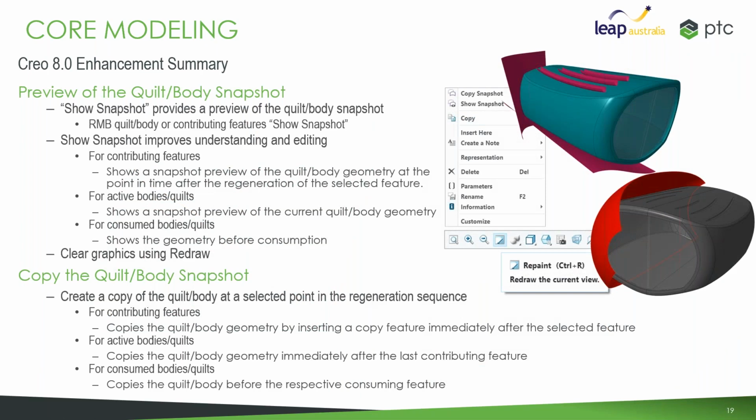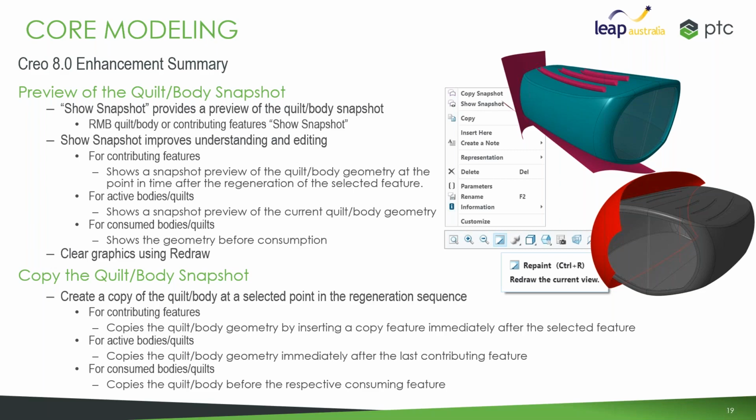Okay, so this one is, I think, particularly for people who do surface modeling, but still handy with solids as well. So a whole bunch of new options around how you work with quilts. Okay, so there's this new option. Again, I'll get into this in the demonstration to really show how it works, around showing snapshots. Okay, so it's really the ability to see what this quilt looked like back at the point when I built it, before I started consuming it as I started to do all of my merge and intersects and everything else.